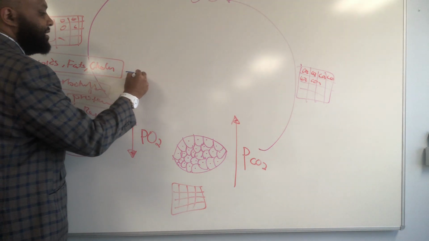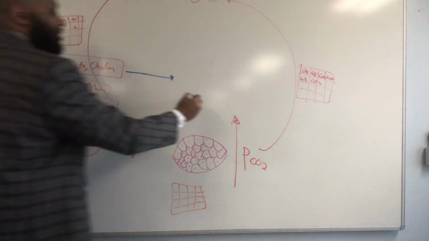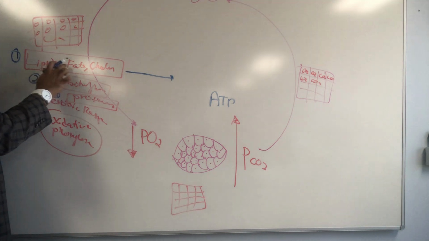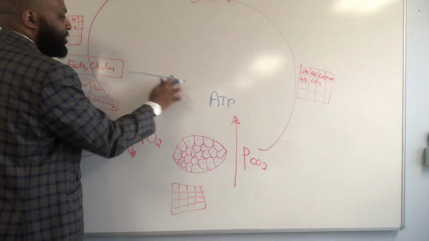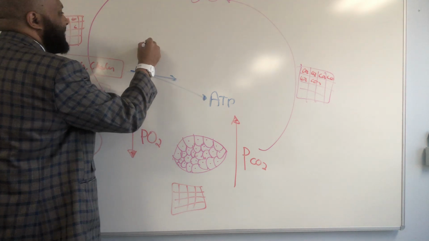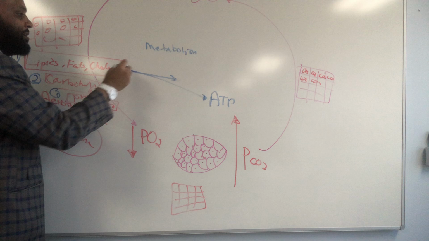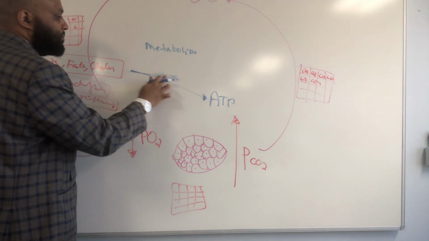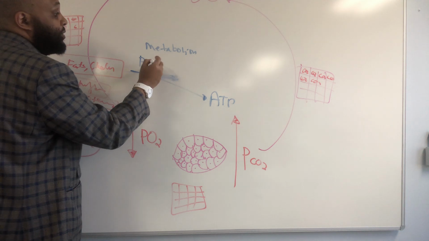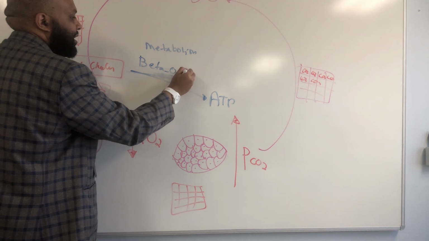Then the cell is going to shuttle them in different pathways to get ATP. If you are a lipid, fat, or cholesterol, you're going to be shuttled into a biochemical pathway. This is called metabolism. We're going to shuttle it into a pathway of metabolism known as beta oxidation.